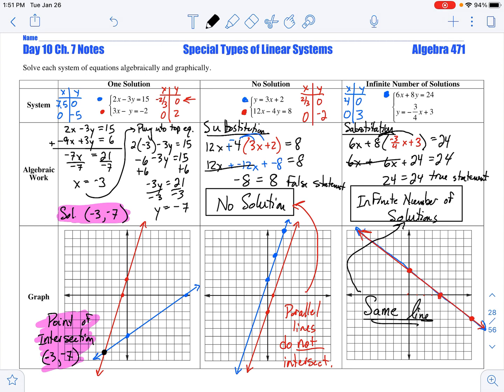So it's not just 0, -3, and it's not 4, 0, or that's 8, -3. Any point that is on that line would satisfy being a solution. And that there is a wrap on special types of linear systems. Your next up is to work on day number 10 homework.